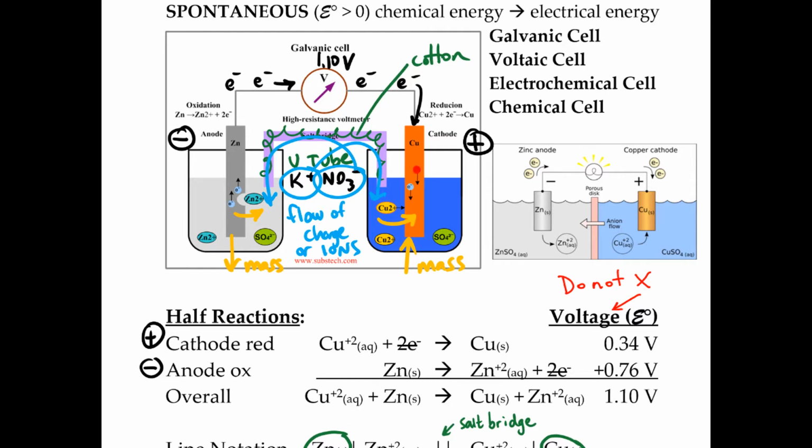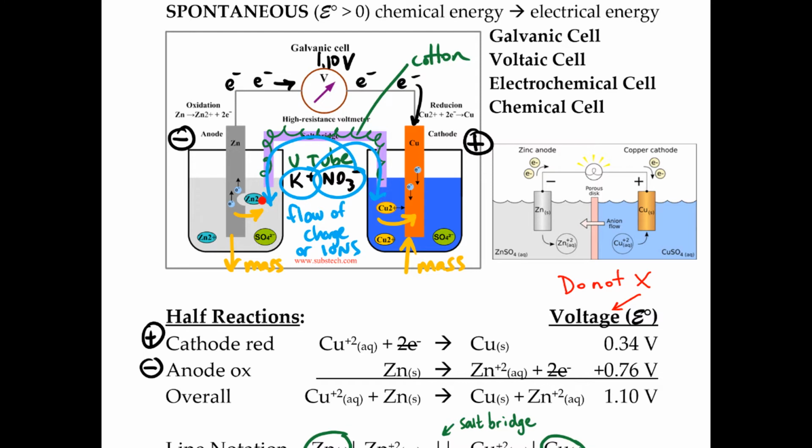So these copper 2 ions are going to get attracted to those electrons and they're going to grab onto those electrons, and now the copper becomes a solid on this strip. So this strip is going to increase in mass because you're going to get more copper here, whereas this one's going to decrease in mass because the zinc is dissolving into zinc plus 2s.